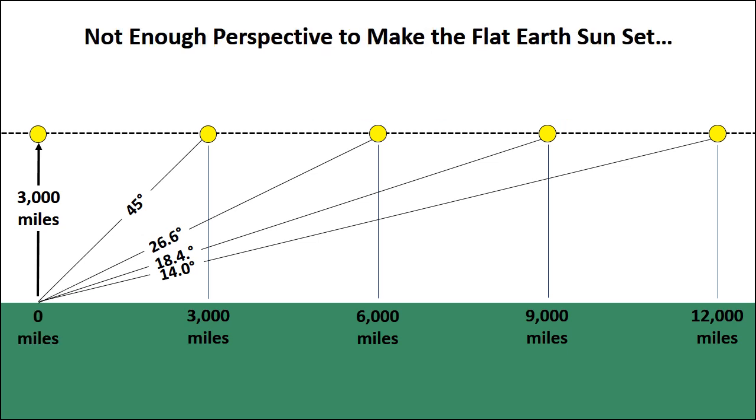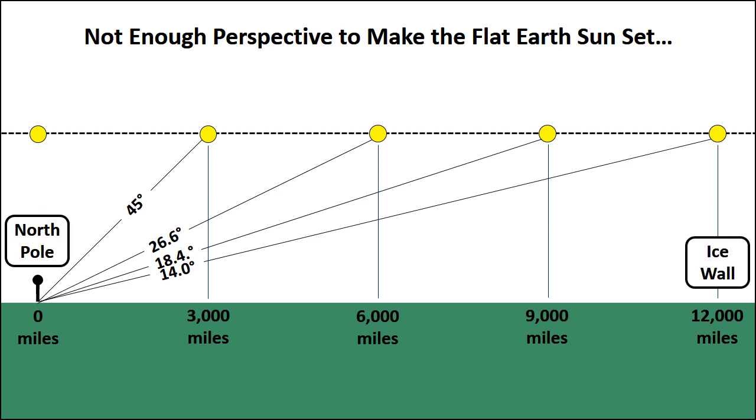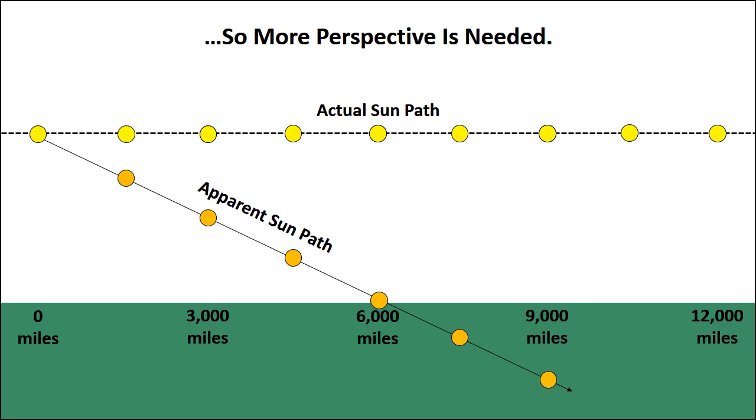But of course, there's just not enough perspective to make the flat Earth sun set. Because 12,000 miles is the equivalent of the flat Earth distance from the North Pole to the ice wall. And that sun is still 14 degrees above the horizon. So, of course, more perspective is needed, and now we have this apparent sun path that just dives right into the Earth. But the reality is, this is not how perspective works. This is really Flerspective, or just made up nonsense.